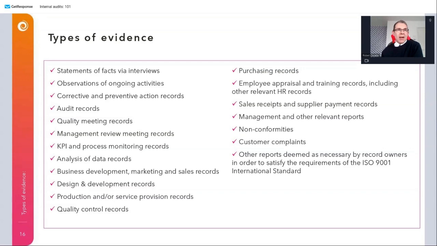You can have a look at data records, for example, calibration records. It might be quality checking records over a 12-hour period. You can analyze that to see if anything's fallen out of scope. Business development, marketing, and sales records. What are the drivers for implementing new processes and procedures? Design and development records. So this again falls nicely in with the product development kind of audit there. How are we following that design and development process?